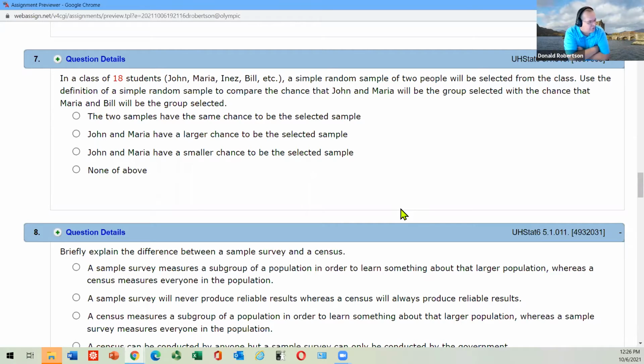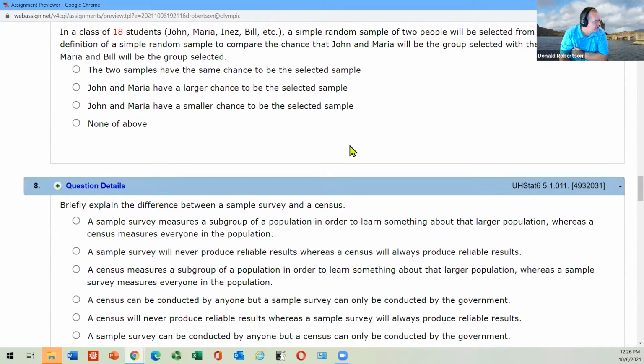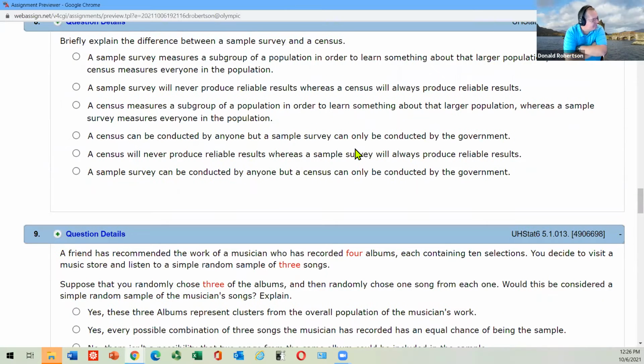Okay, I don't need a calculation. Isn't it going to be the same chance that any 2 people get picked compared to any other 2? So there isn't even a number. I should have read the question.